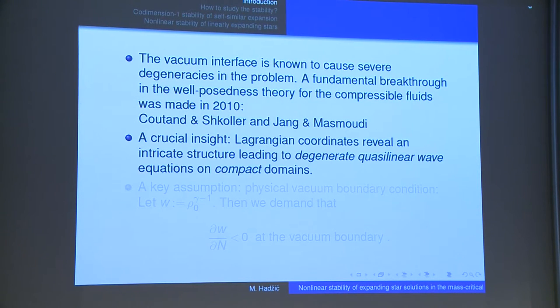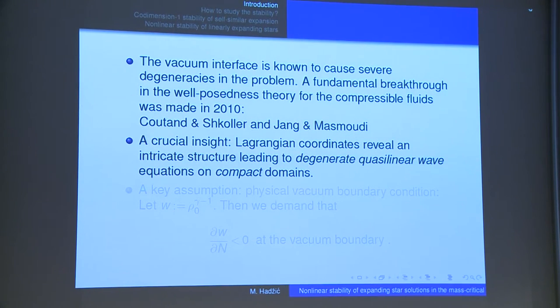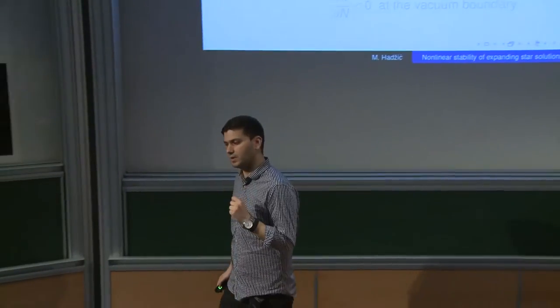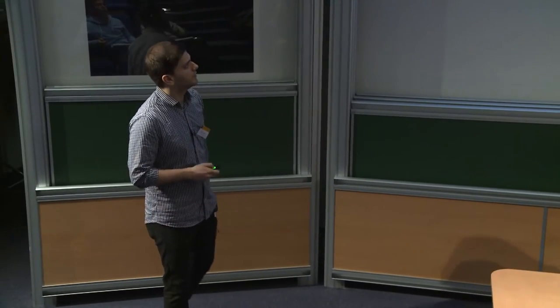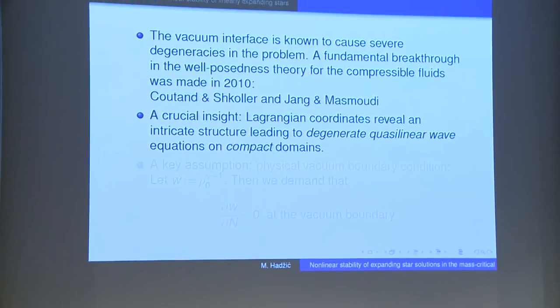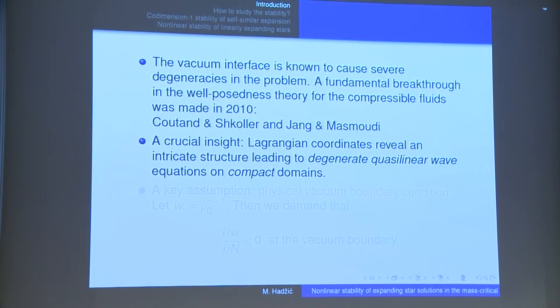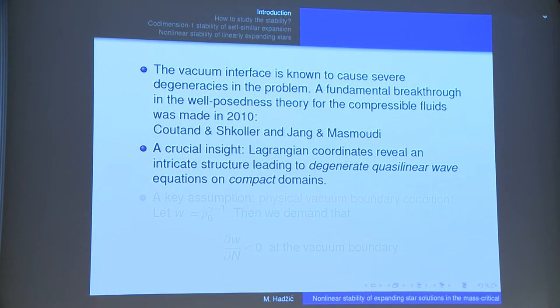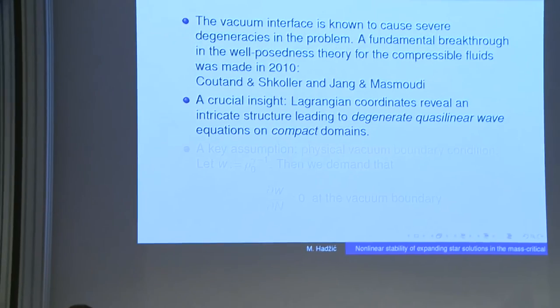But one of the key insights is the use of the Lagrangian coordinates. If you use Lagrangian coordinates, and if you rephrase the compressible Euler equations surrounded by vacuum, you will discover that there is a quasi-linear wave equation lurking in the background. That is one of the big revelations. It is a degenerate wave equation, degenerate in a sense that I will specify later, but the word degenerate has to do with the fact that some of the coefficients of the wave equation will vanish at the vacuum boundary.